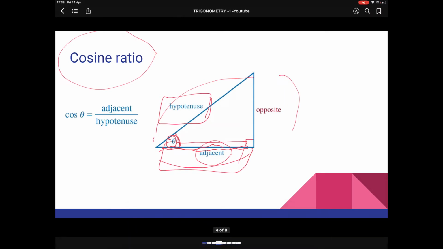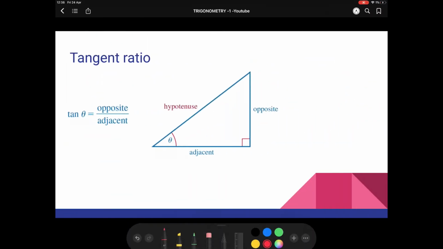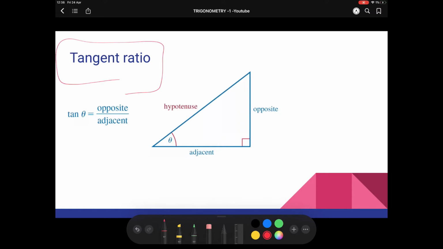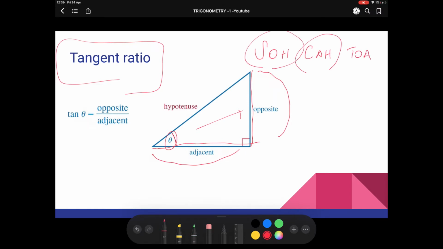The final ratio is known as the tangent ratio. The tangent ratio is going to be opposite divided by adjacent. So according to this angle, this is the side opposite and this is the side adjacent. So opposite over adjacent. We use one phrase called SOH CAH TOA to remember the initials of these sides.